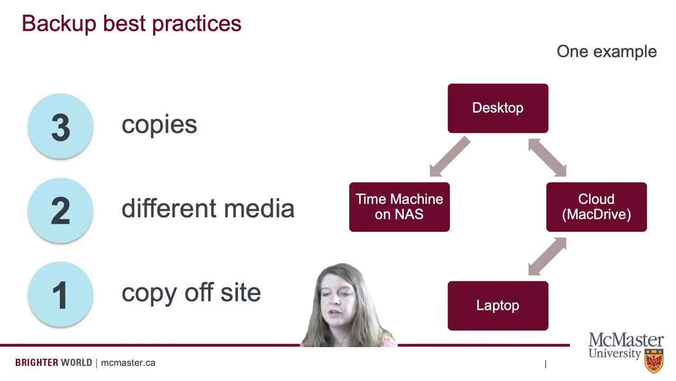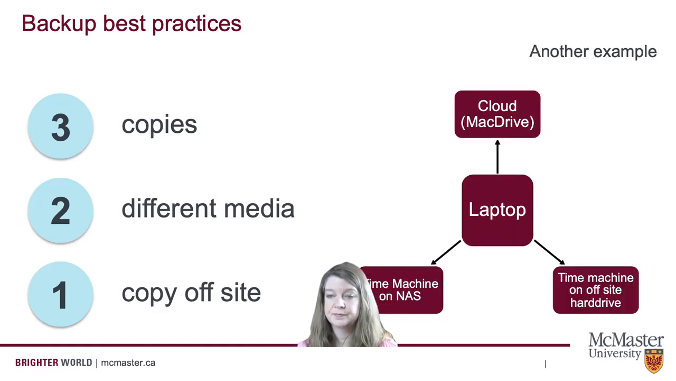So here's one version. Maybe you have a desktop and then it backs up to a Time Machine on a networked storage device. Maybe it also backs up that folder to the cloud on Mac Drive. And then maybe you have a laptop that also syncs to Mac Drive. So in this case, you would have 4 copies on 2 different media, one in the cloud, one on these hard disks, and then you would have at least 1 copy offsite.